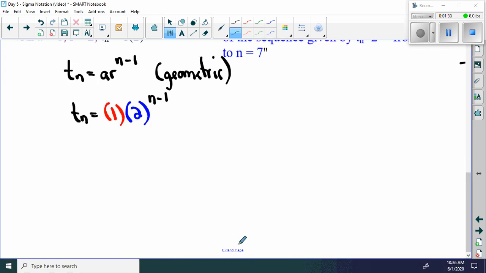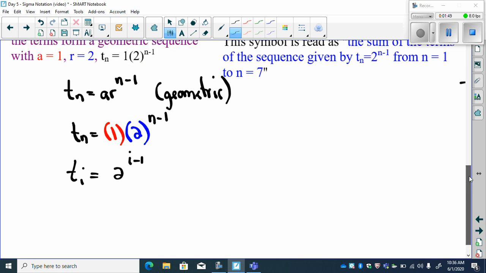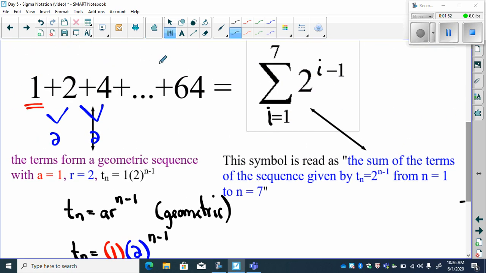Now, in the textbook, they replace the n's with i's in this section, so I'll do the same. So 1 times 2 to the i minus 1. The 1 is not going to change. It just gives you 2 to the power of i minus 1. And to write that in a more compact form, we learned that we could use the Greek letter sigma, which indicates a sum, or the sum of. Here's my general term, 2 raised to the power of i minus 1. And we're going from an i value of 1 to an i value of 7.